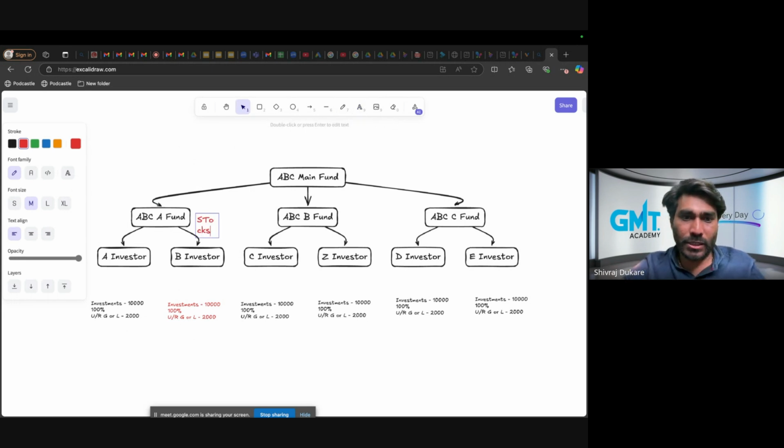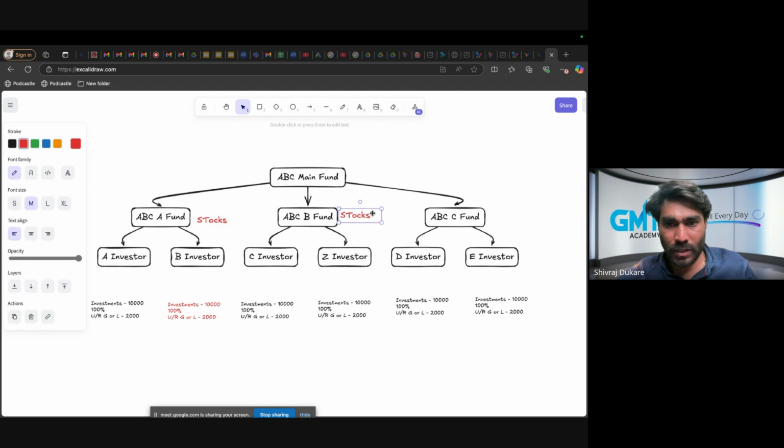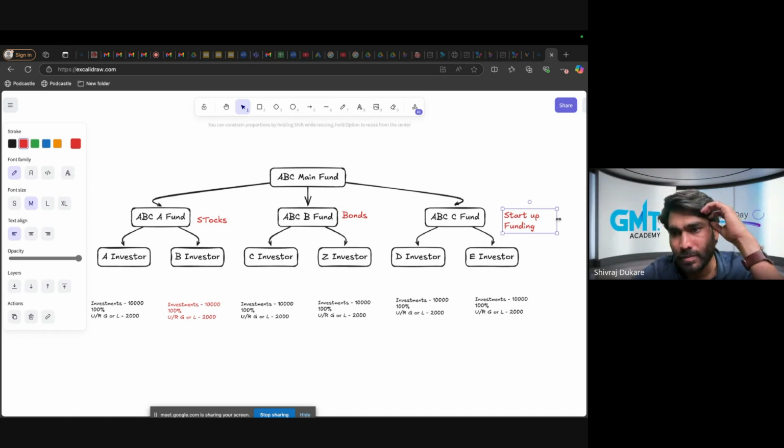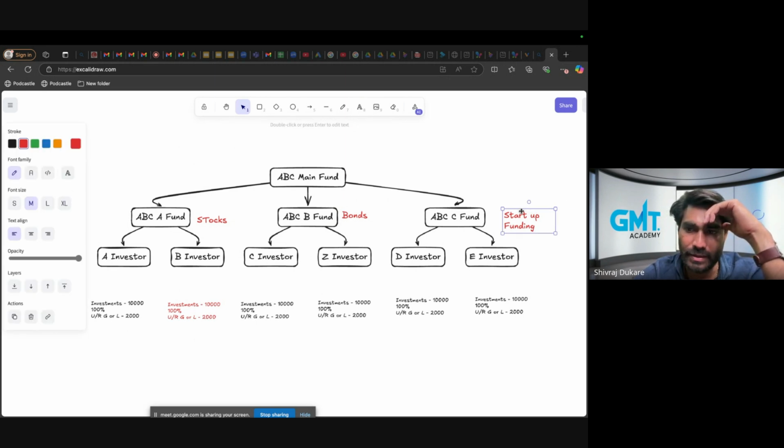Let's say this investment was in stocks, right? Let's say this investment was in bonds, and this investment in stocks, bonds, and let's say startup funding. All right. And NAV of the fund could be different for each class. So it depends.